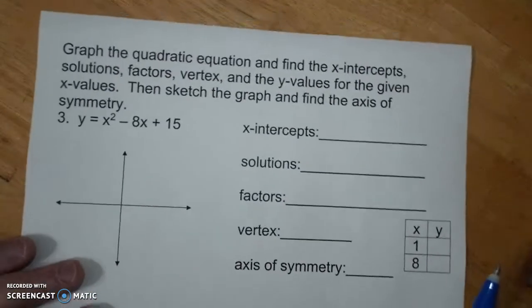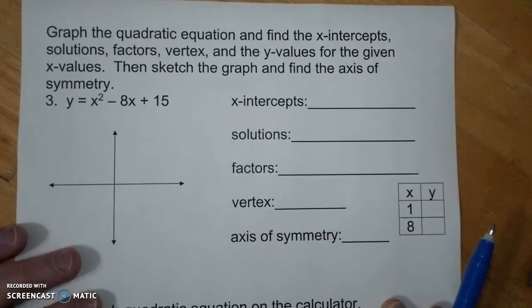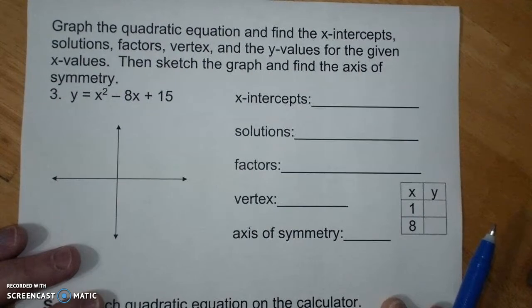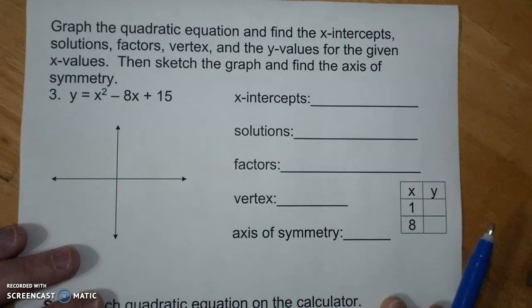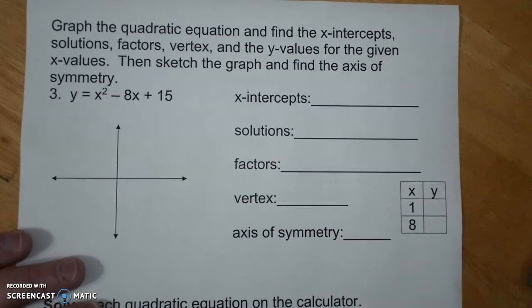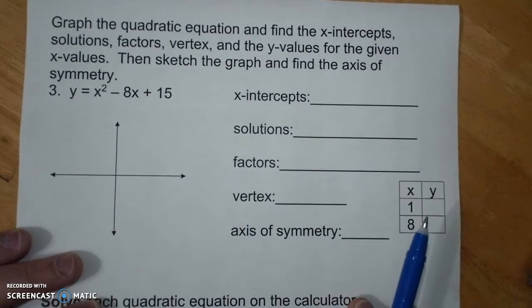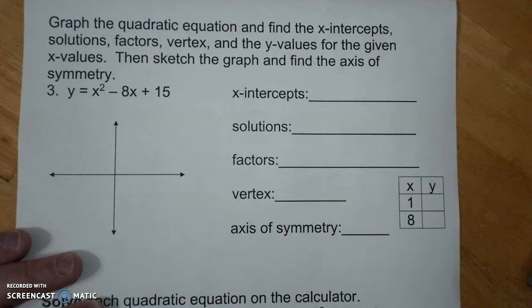Okay, here we go. We are going to graph the quadratic equations, find the x-intercept, solutions, factors, vertex, y values for the given x values, sketch the graph, and find the axis of symmetry. Okay, we can do them in any order. I typically don't do things in the correct order anyways.